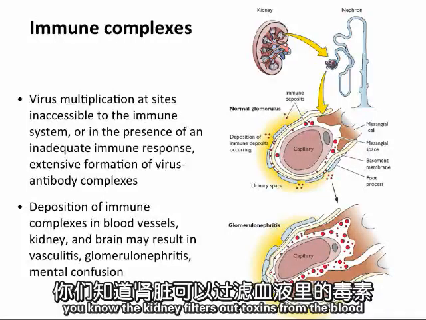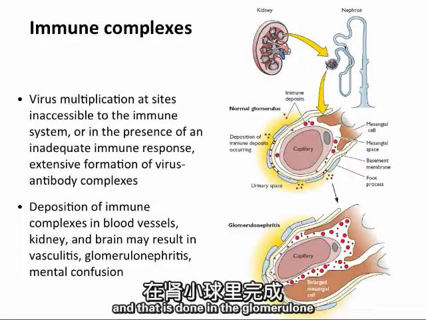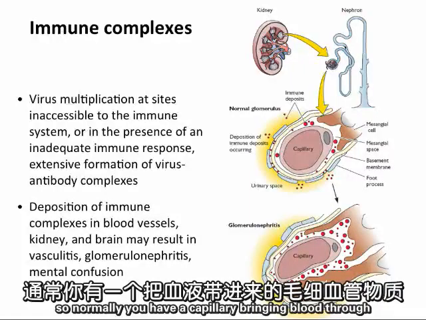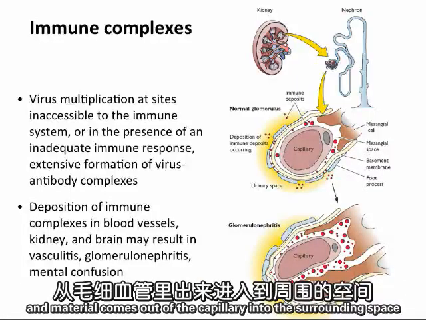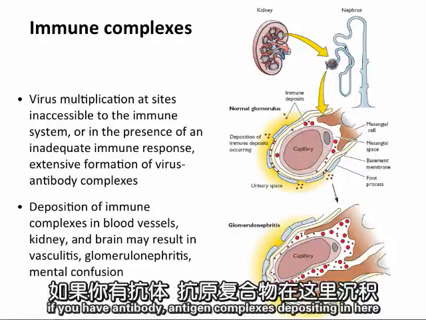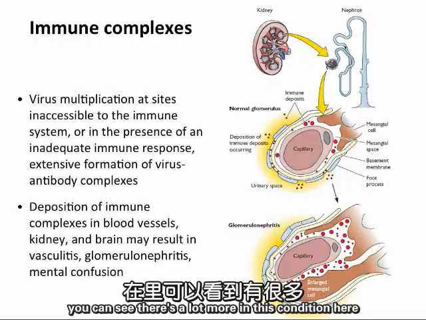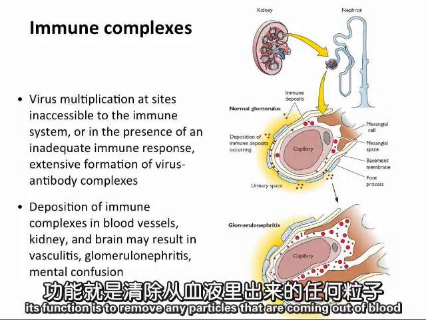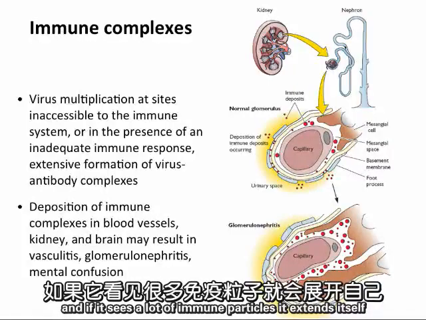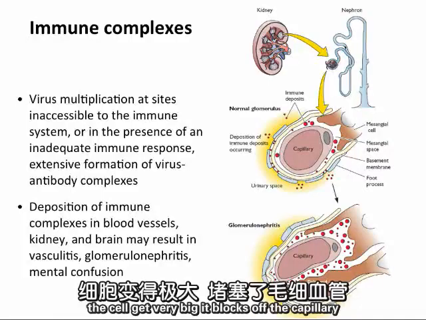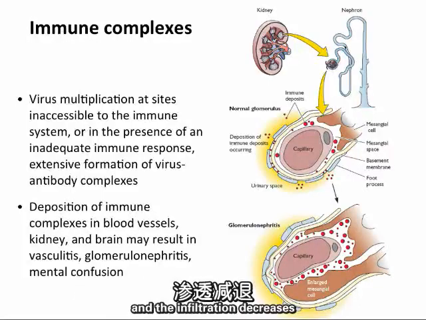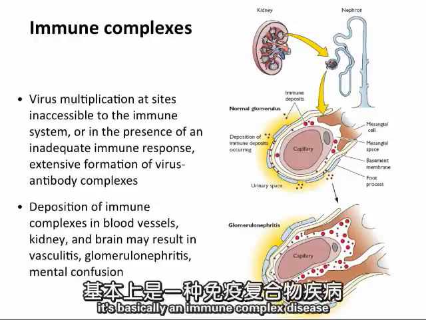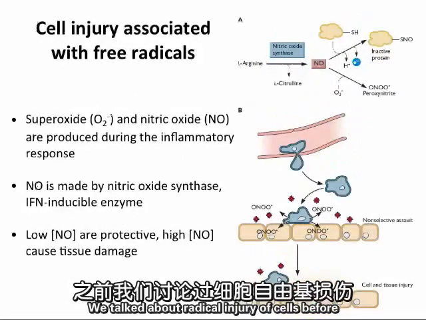As you know, the kidney filters out toxins from the blood, and that is done in the glomeruli. Normally you have a capillary bringing blood through, and material comes out of the capillary into the surrounding space. If you have antibody-antigen complexes depositing in here, you can see there are a lot more in this condition. This brown cell, the mesangial cell, has the function of removing any particles coming out of the blood, and if it sees a lot of immune particles, it extends itself. The cells get very big, it blocks off the capillary, and the filtration decreases. So that's glomerulonephritis. It's basically an immune complex disease.